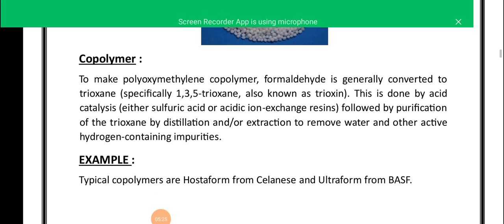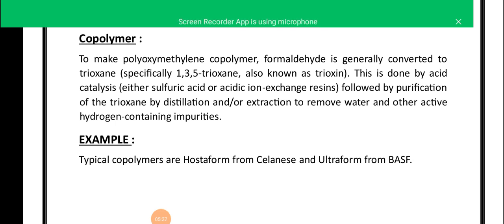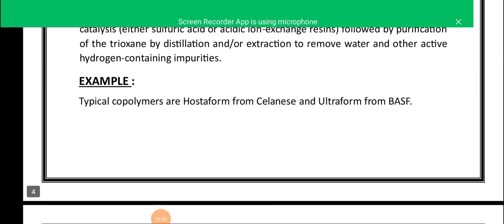The acid catalysts are sulfuric acid or acidic ion exchange resins, which are followed by purification of trioxane by distillation or extraction to remove water and other active hydrogen containing impurities. Typical examples are Hostaform from Celanese and Ultraform from BASF.